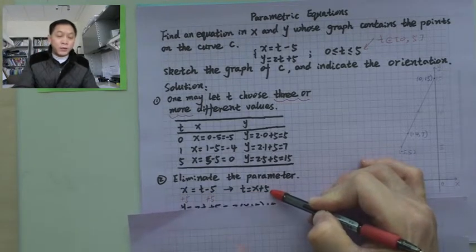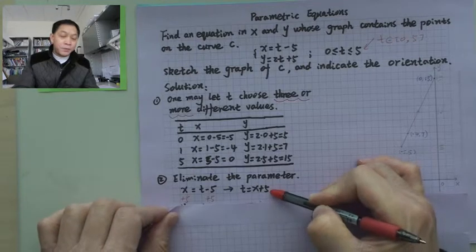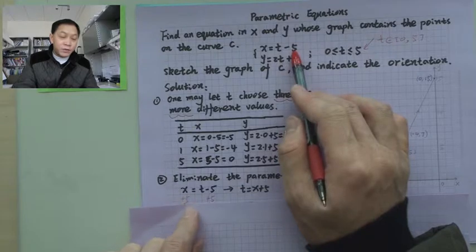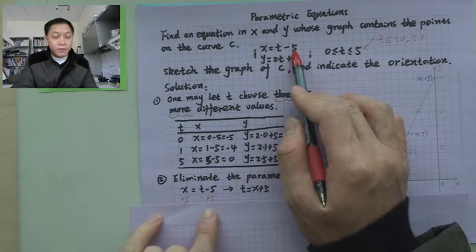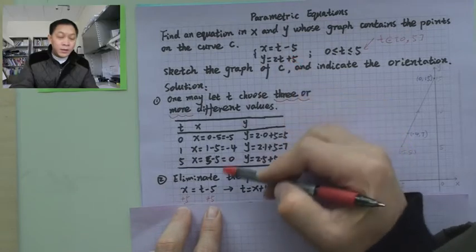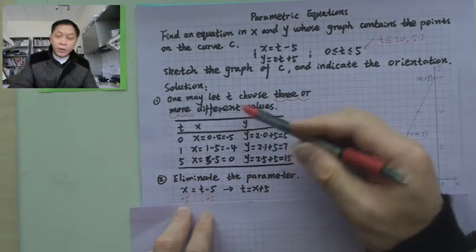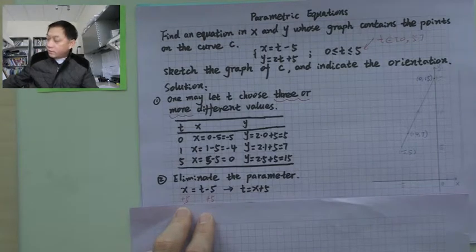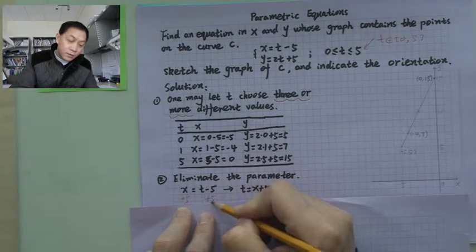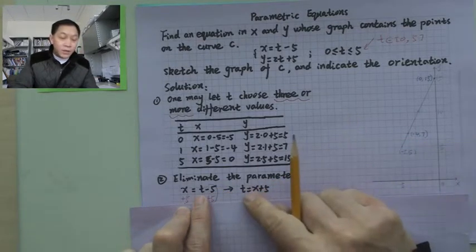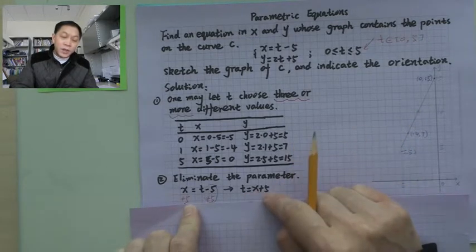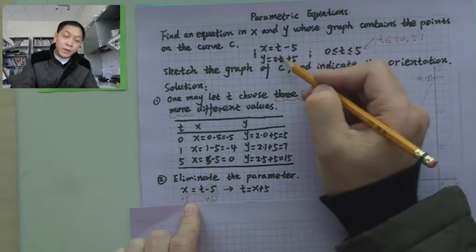Actually it is substitution. x is given as t minus 5. So add 5 to both sides. Then you have t equals, because the negative 5 is cancelled. So then you have t equals x plus 5.